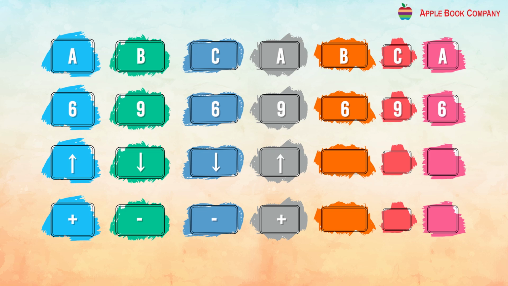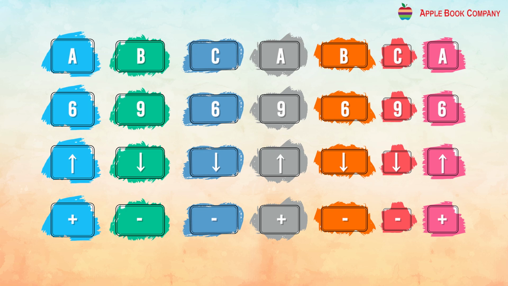Very good. We have up arrow, down arrow. Down arrow, up arrow. And what will come after up arrow? Down arrow. And after down arrow? Down arrow. And then up arrow. Very good. Now we have plus, minus, minus, plus. After plus, minus, minus, plus.